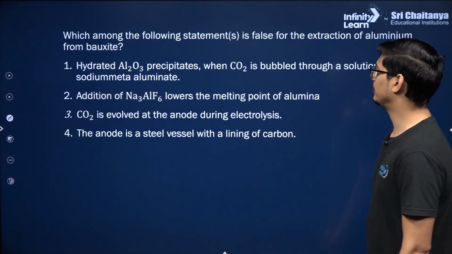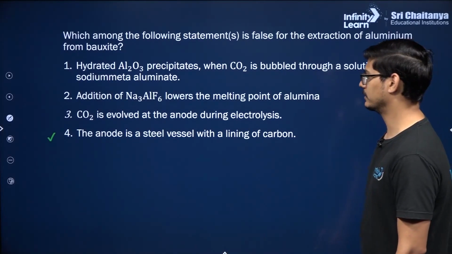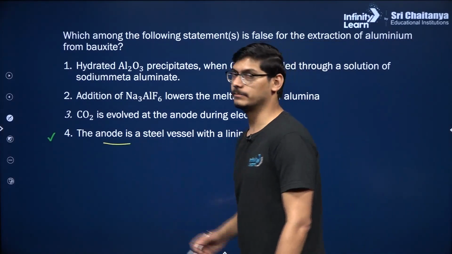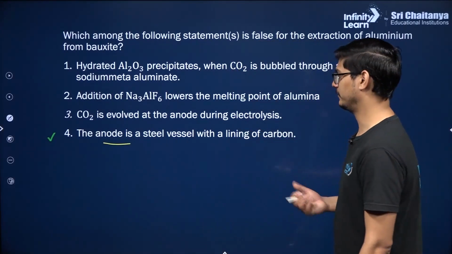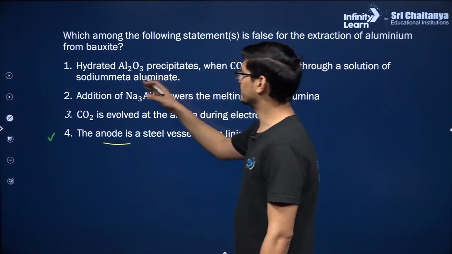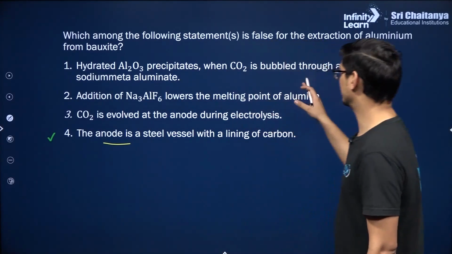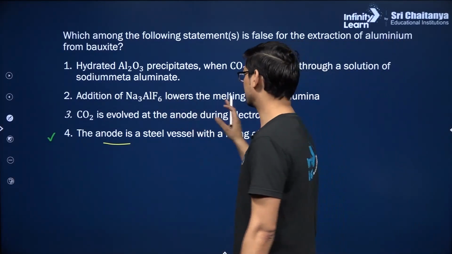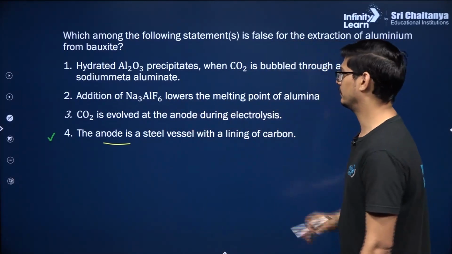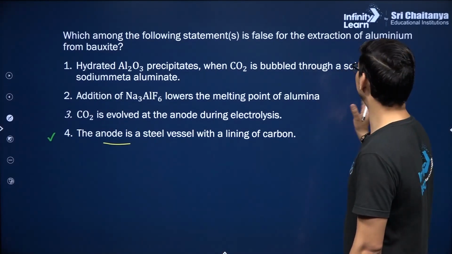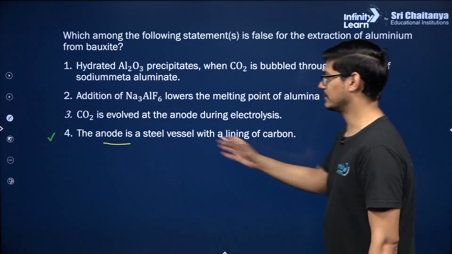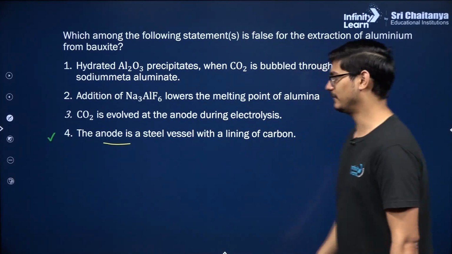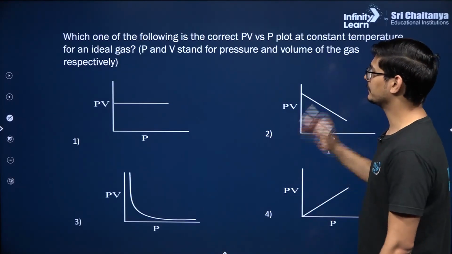Next question, which among the following statements is false for the extraction of this? Anode are carbon electrodes, right? Graphite, for example. So, the other statements: hydrated Al2O3 precipitates when CO2 is bubbled through solution of sodium metaluminate. Addition of Na3AlF6 lowers the melting point. CO2 is evolved at the anode during electrolysis. So, the only false statement is this, right? Anode is graphite electrode.